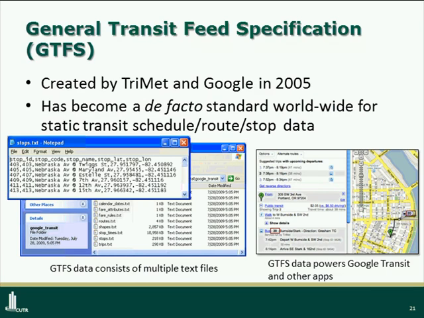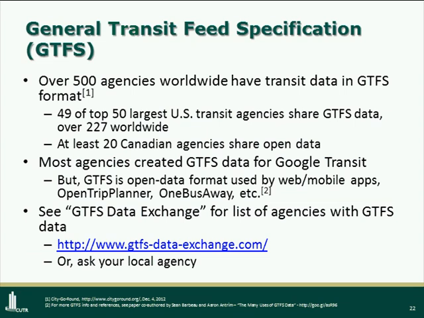So GTFS, as I mentioned before, is a really good example of a format that has become a de facto standard in terms of representing static schedule transit information. So we see a sample GTFS data set on the left here. It's a simple comma delimited format in plain text files that is then zipped up into a single zip file, which contains information about bus stops and then routes and other information about the schedules. And so this GTFS format was originally used to power Google Transit, but has gone on to power a lot of different types of applications.